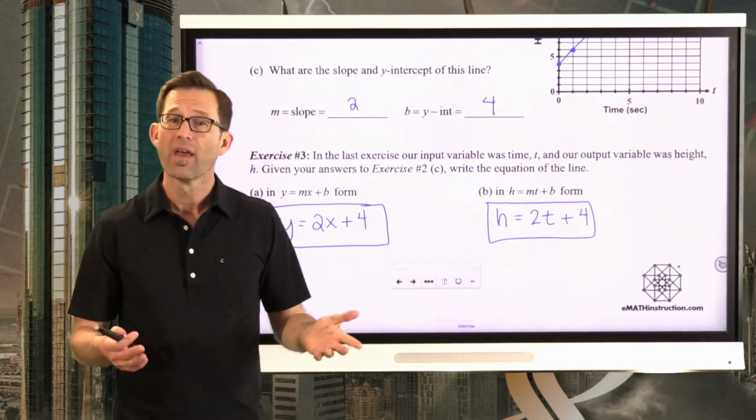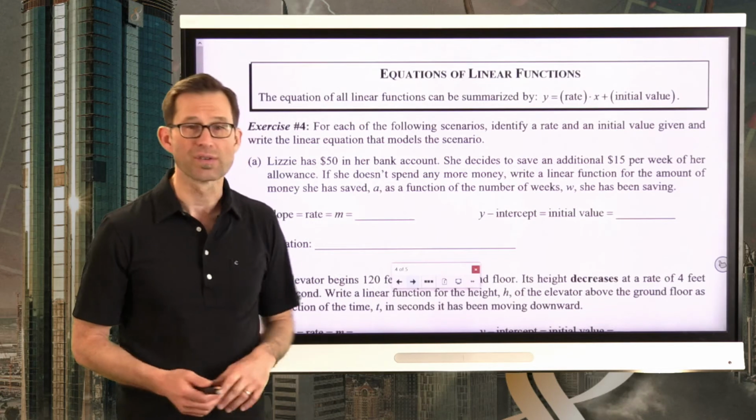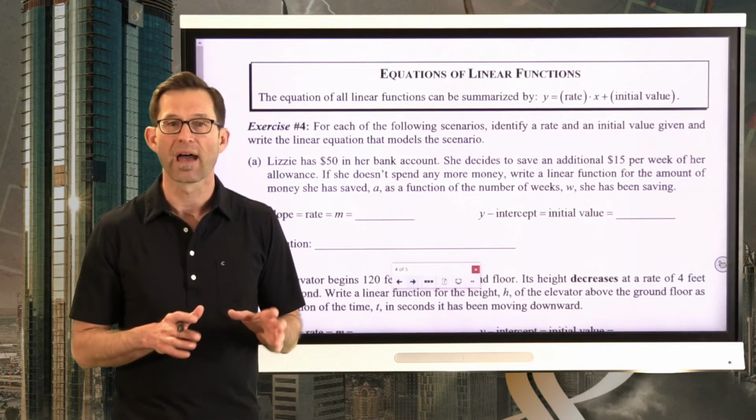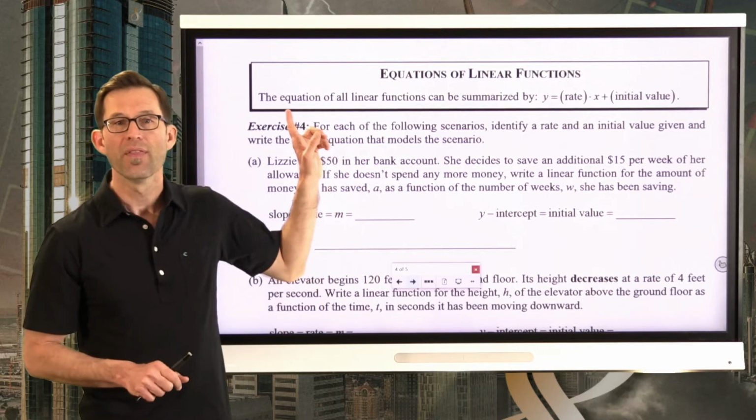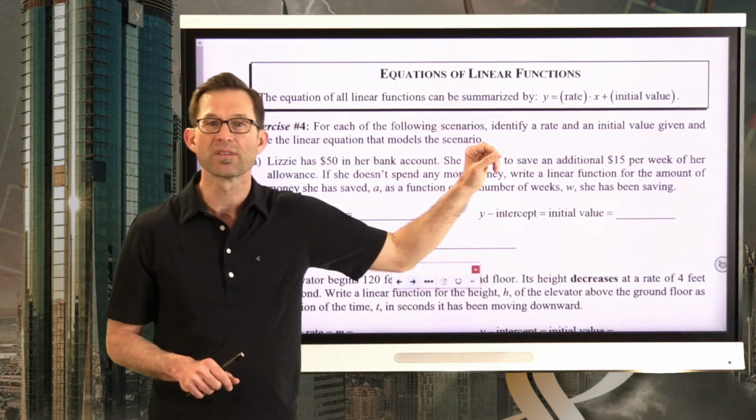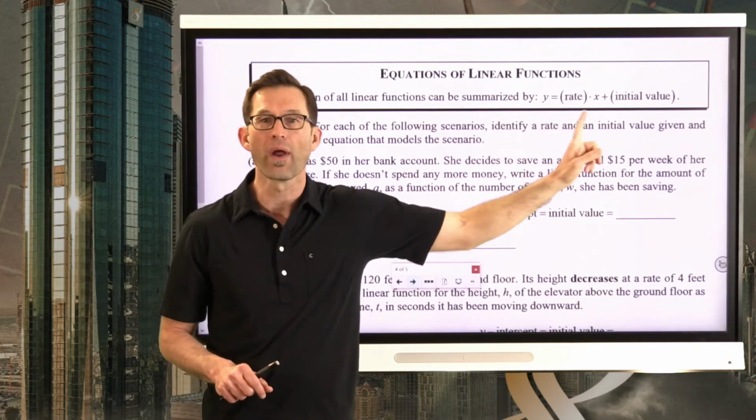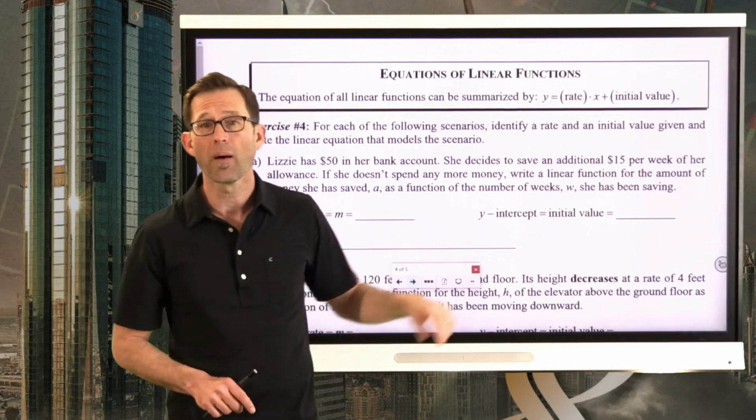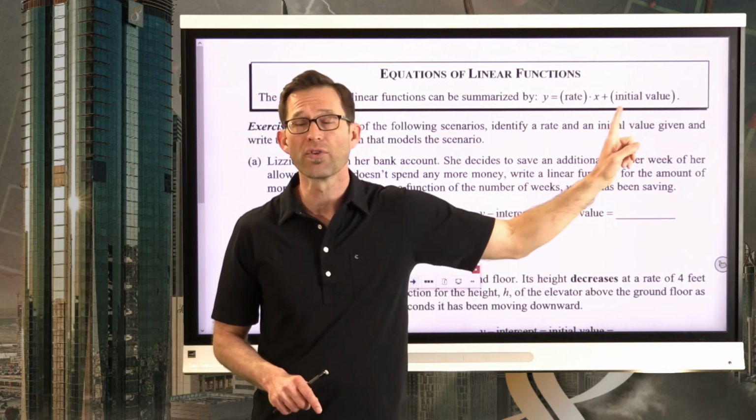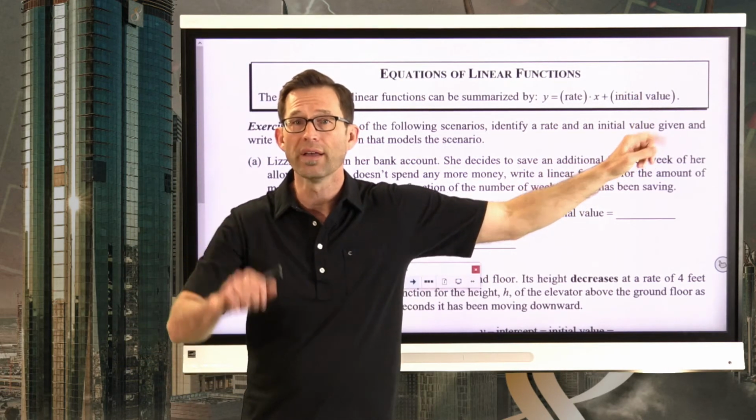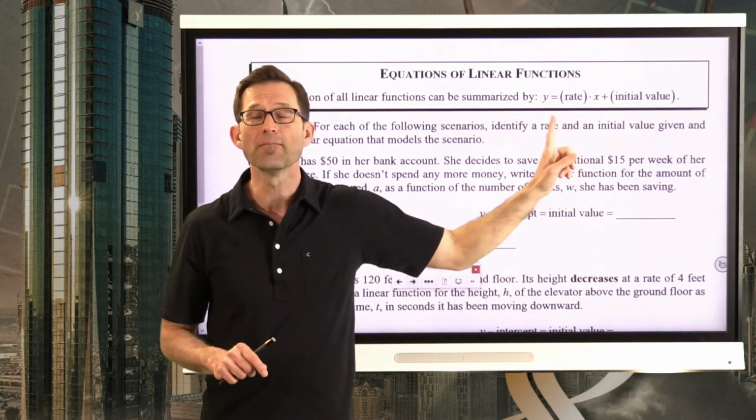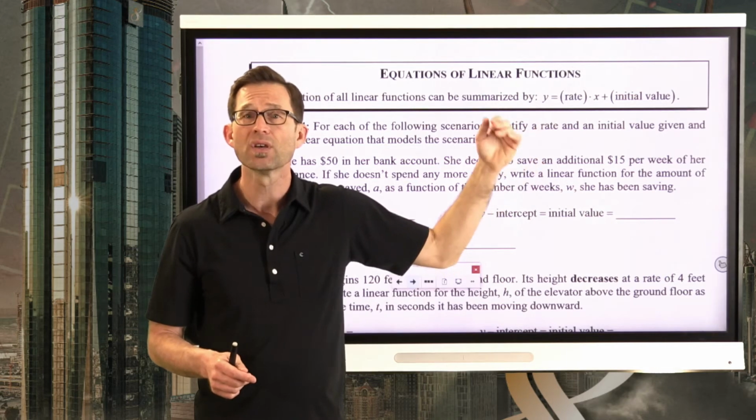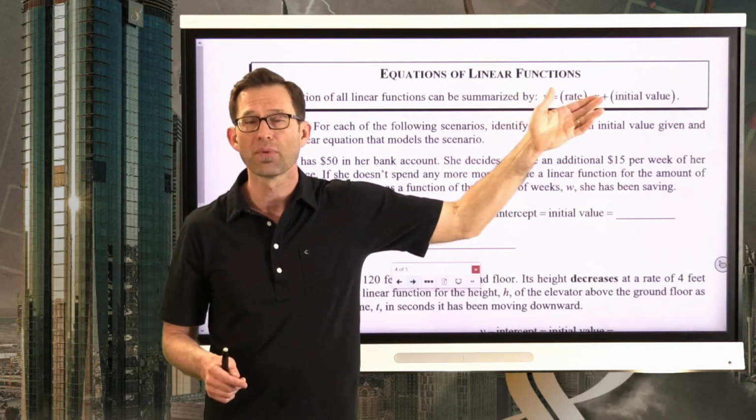It's kind of cool. Now, what's really nice about linear functions, the reason that they are so useful, is that they model a lot of problems exactly like this. And what I mean by that is the equations of all linear functions can be summarized by y equals the rate times x plus some initial value. So in the last problem, that initial value was 4 feet above the ground when the thing started to rise, and it was rising then at a rate of 2 feet per second. So our equation, in terms of y and x, was y equals 2x plus 4.